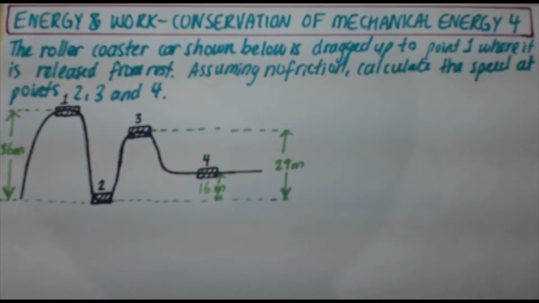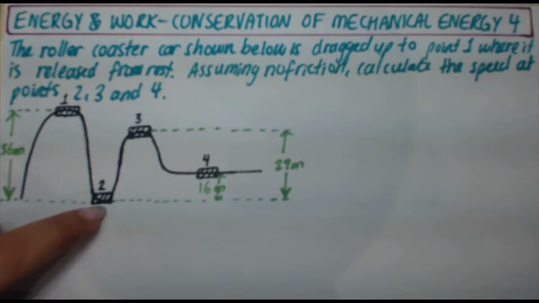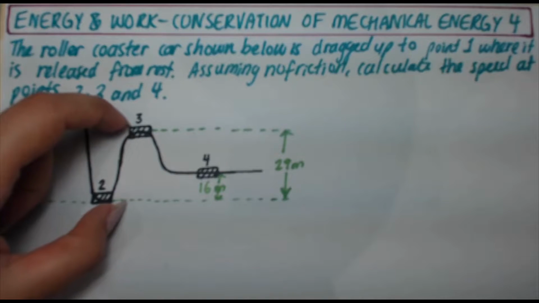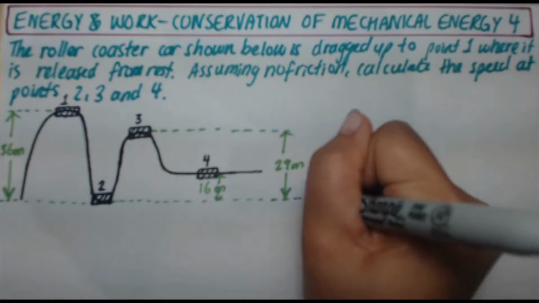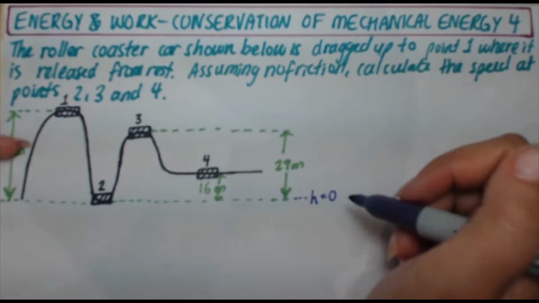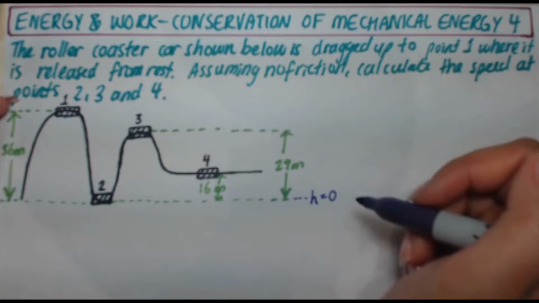Okay, so we are given this picture. The height of the first point is 36 meters, and then we've got 2 here at the bottom, 3 is at a height of 29 meters, 4 is at a height of 16. So using that information, we can just let this be h equals 0, and everything's measured relative to that.